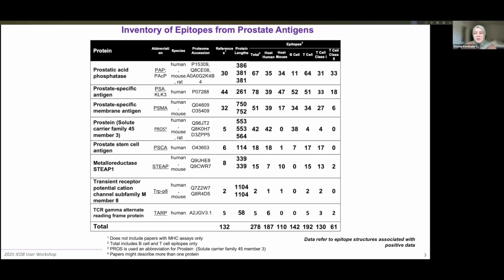The 3 most studied antigens are PAP, PSA, and PSMA. They account together for more than 2/3 of all the prostate antigen epitopes. Interestingly, the total number of epitopes did not correlate with protein length. Instead, it mostly tracks with the number of publications available per antigen. So this is again related to the question of biases. So these are just proteins of interest, and they are just being studied in more publications. So we have more data for them.